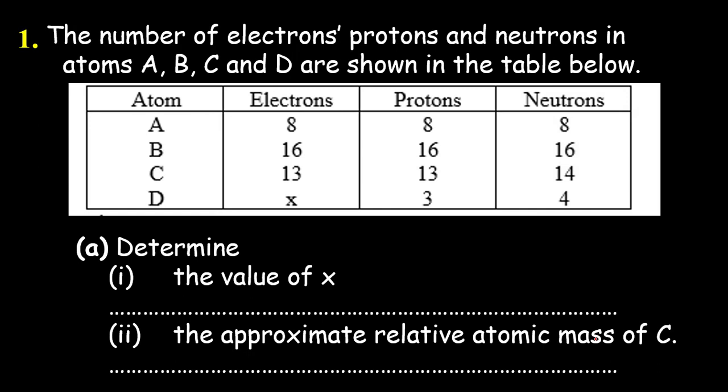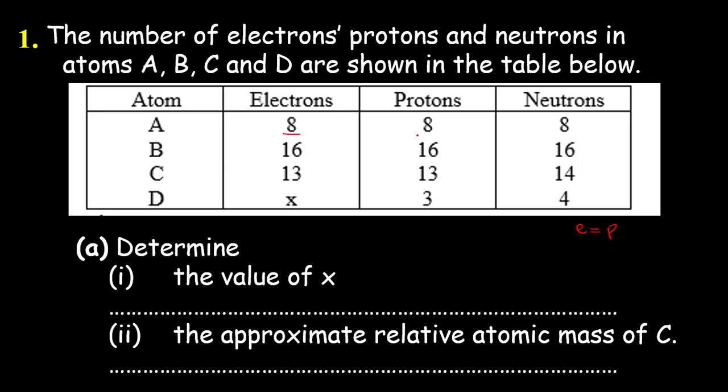So let's look at some few questions and try to apply what we have summarized under this topic of atomic structure. The number of electrons, protons, and neutrons in atoms A, B, C, and D are shown below. They want us to determine the value of X. So X is under the atom of D, if you look at this row here. One thing to note about any atom, we had said that atoms always have an equal number of electrons and protons. So if the number of electrons is equal to the number of protons, that means we can find the value of X.